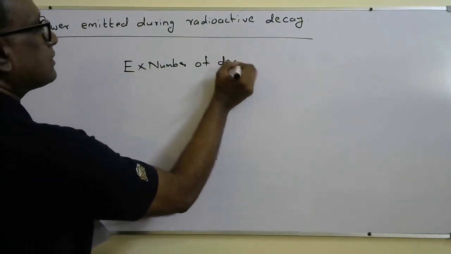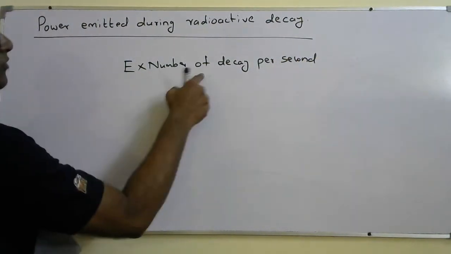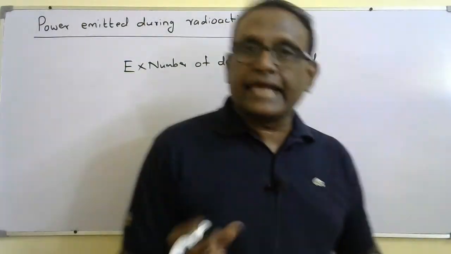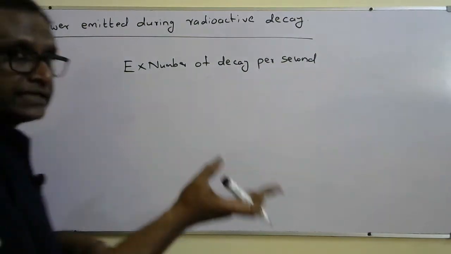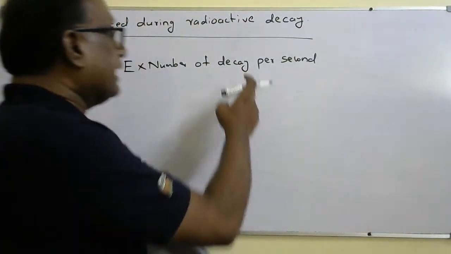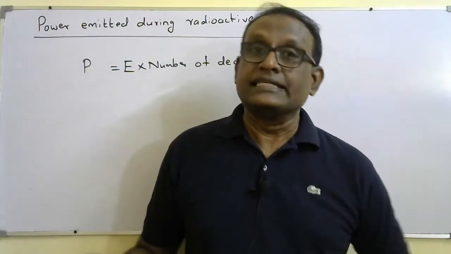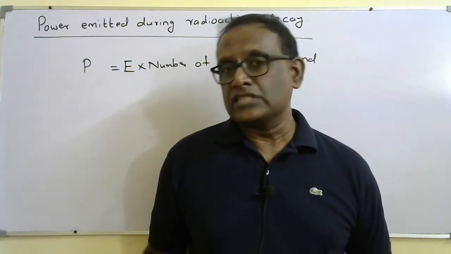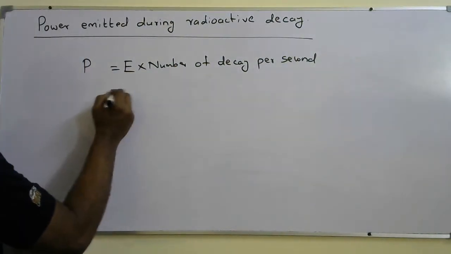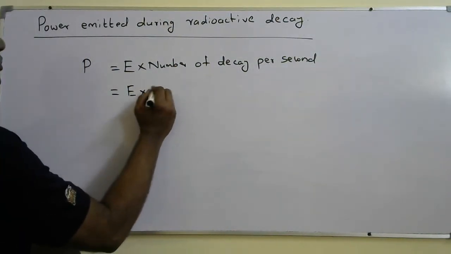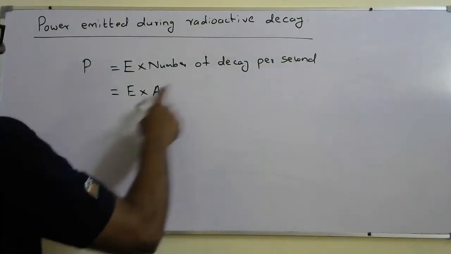Number of decays per second. What is it? How many decays happen per second? That is the activity. So the energy per decay, how much energy is released in one decay, multiplied by the activity is the power released during 1 second, that is, the energy released during 1 second. So whenever they ask to find the power release during radioactive decay, we can say power release is equal to energy per decay into activity. Number of decays per second is the activity.